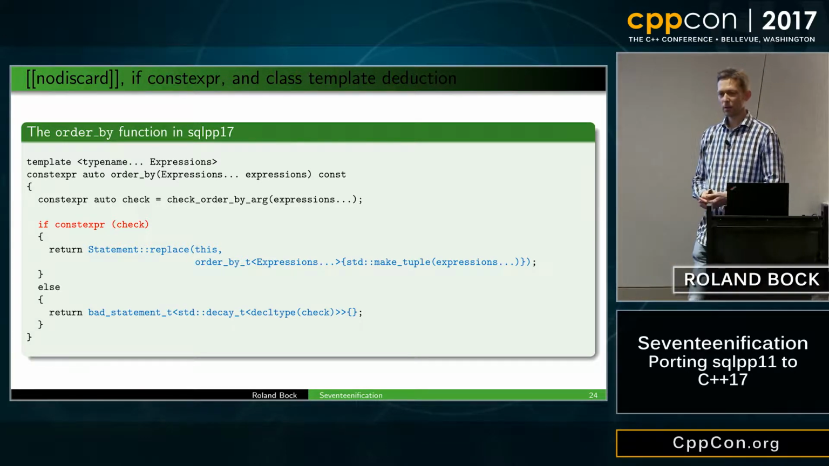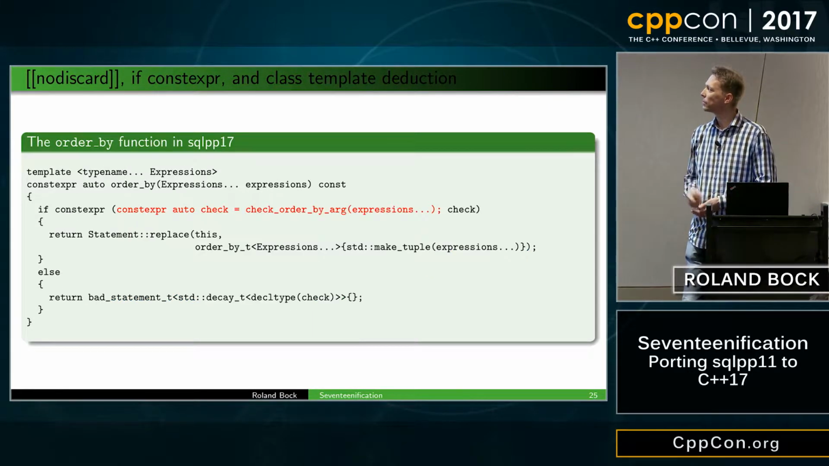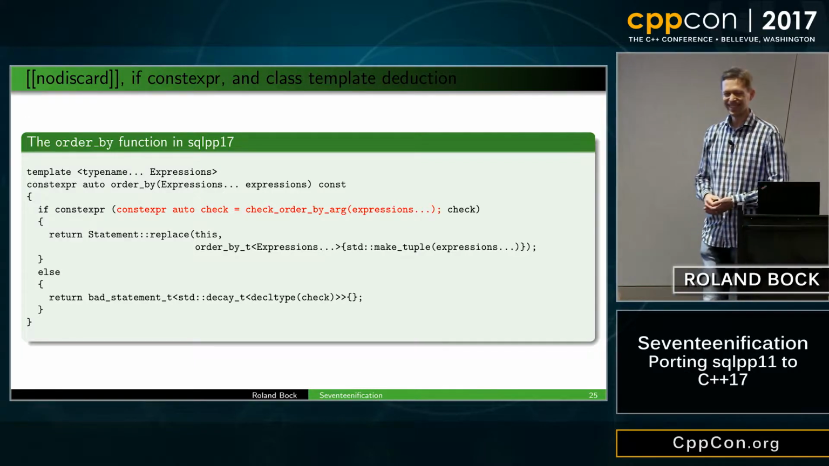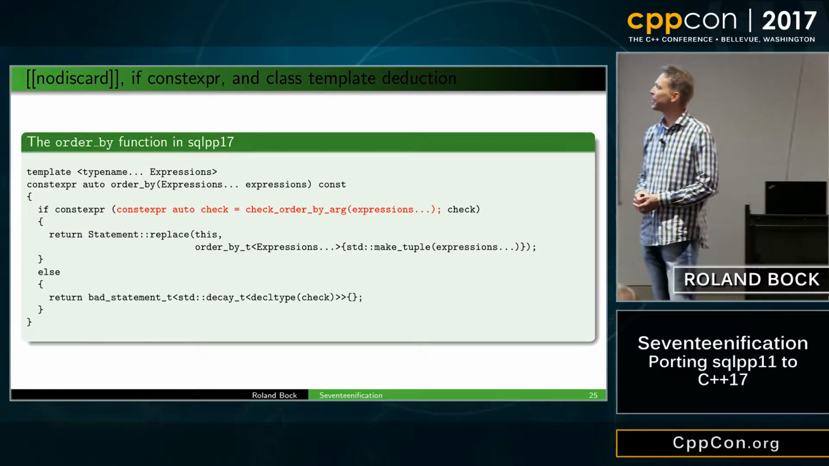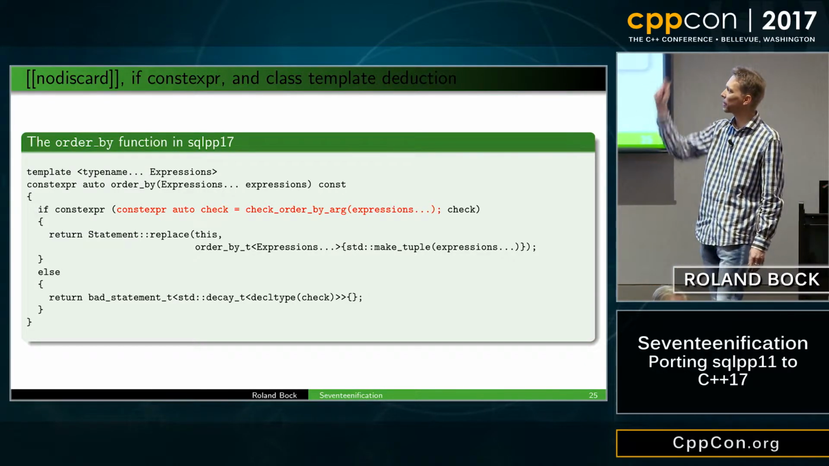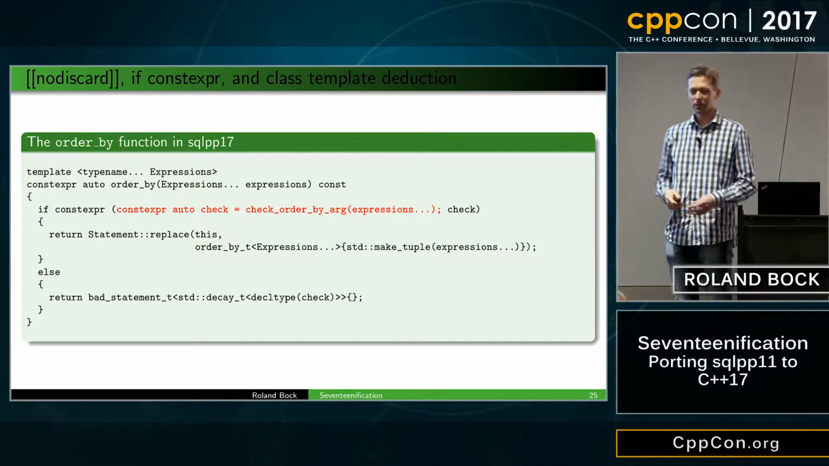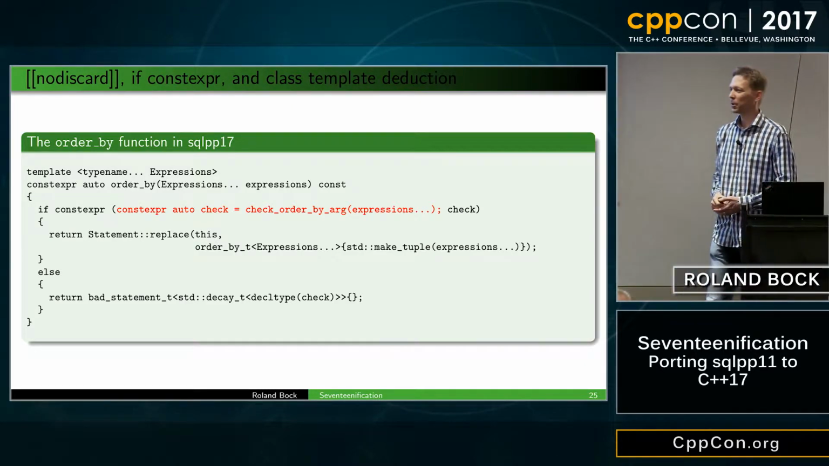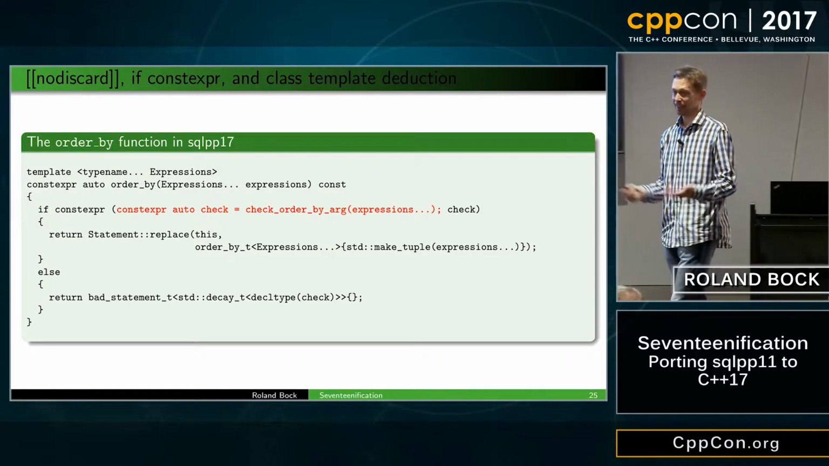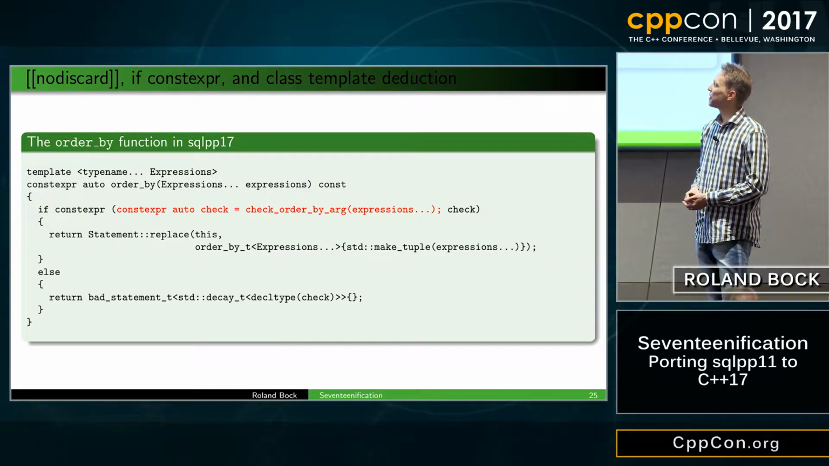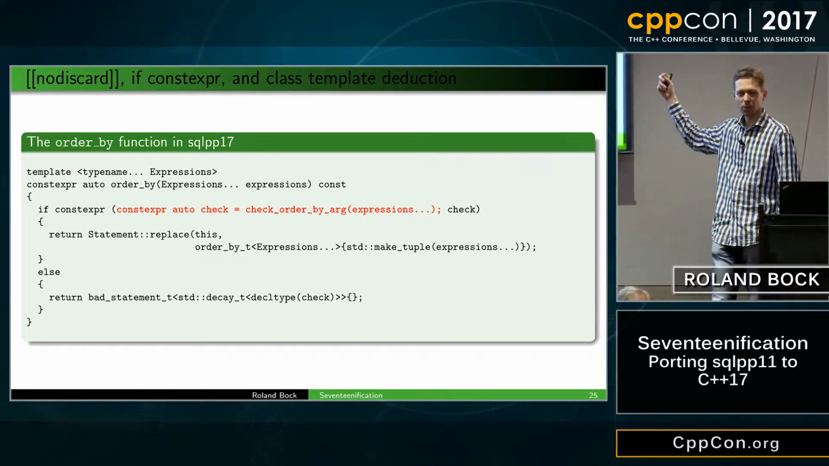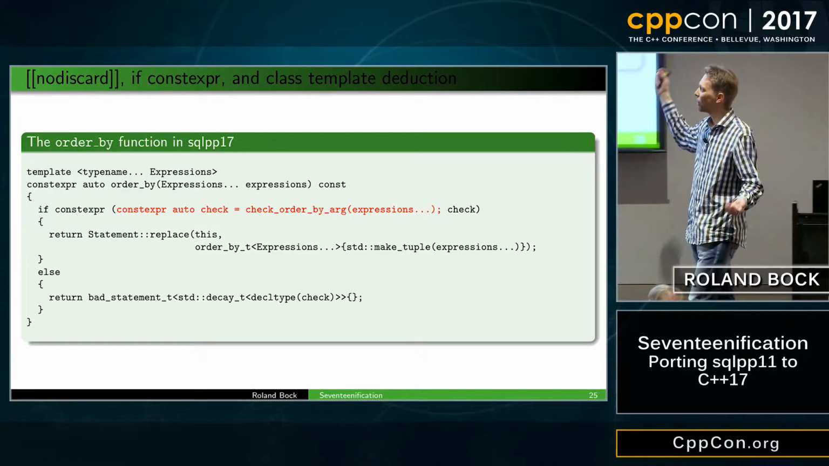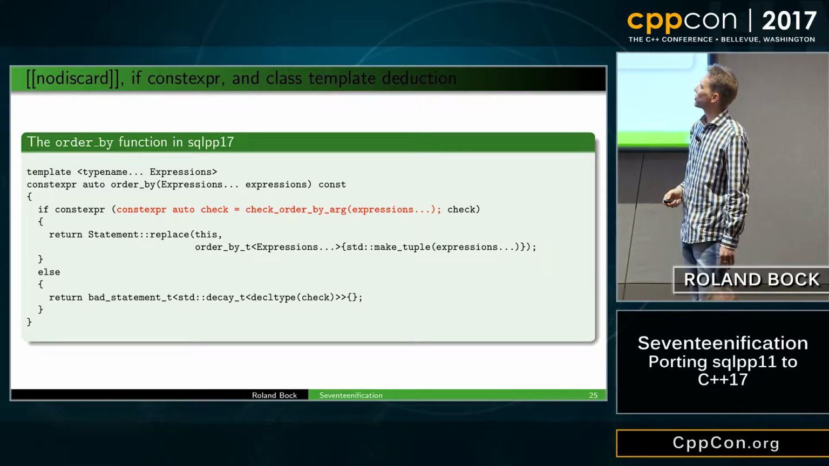Is it possible to put the check initialization in the if constexpr? Yes, you can. With C++17, you can move the initialization of the check into the if, if you want that. So I like that. It's even shorter now. It doesn't pollute the outer scope, right? So that is also cool.